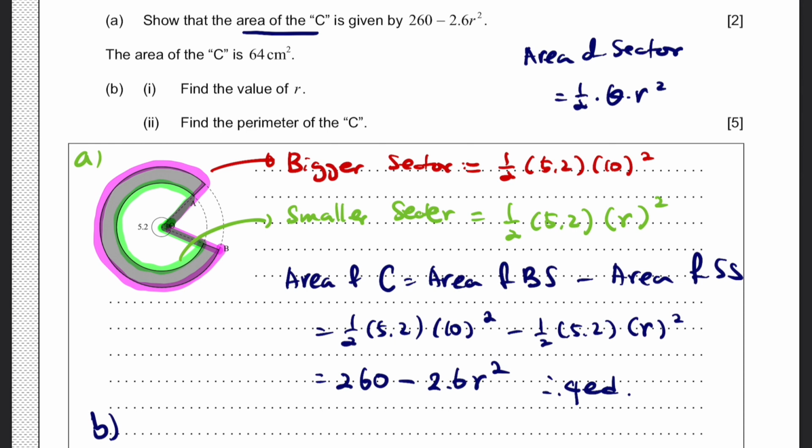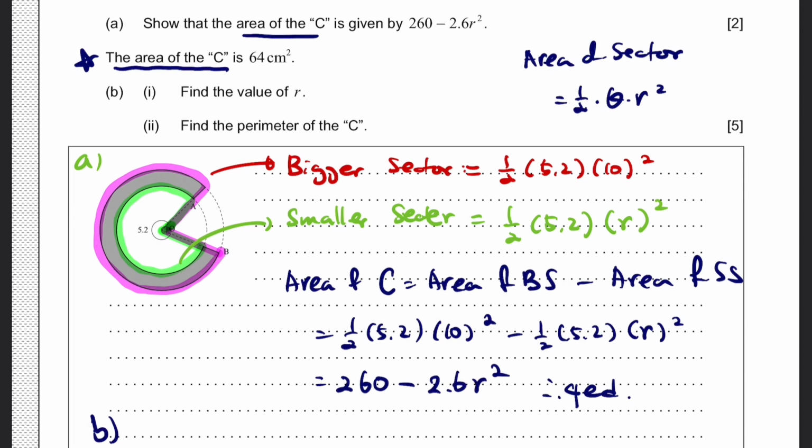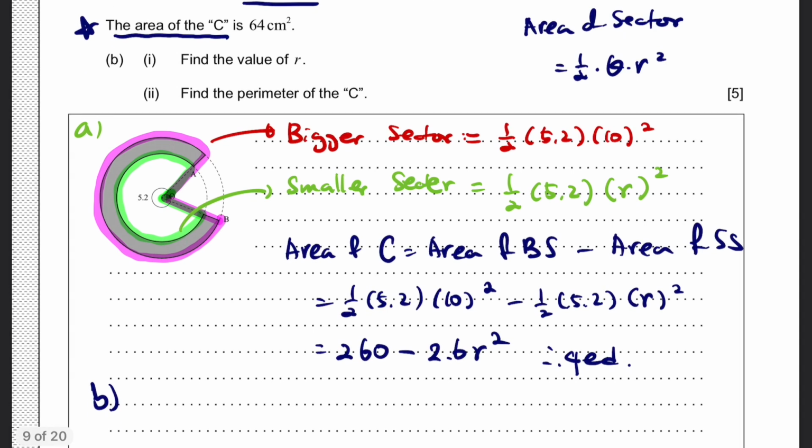Okay, then let's look at question B. In order to solve question B, we have another piece of information: the area of C is equal to 64 centimeters squared. With this information, we're going to find the value of r. So we know that the area of C is 260 minus 2.6 r squared from question A, and with the extra information, this is also equal to 64, right?